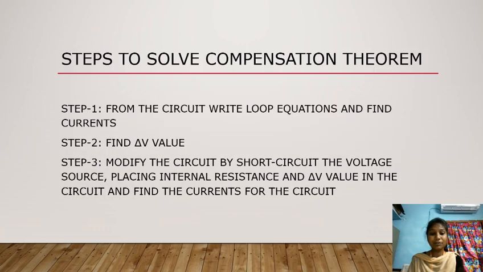Steps to solve the compensation theorem. Step 1: from the circuit, we write the loop equations and find the current. In step 2, we find the delta voltage value. Step 3: modify the circuit by short circuiting the voltage source, placing the internal resistance and the delta voltage value in the circuit, and find the currents from the circuit.